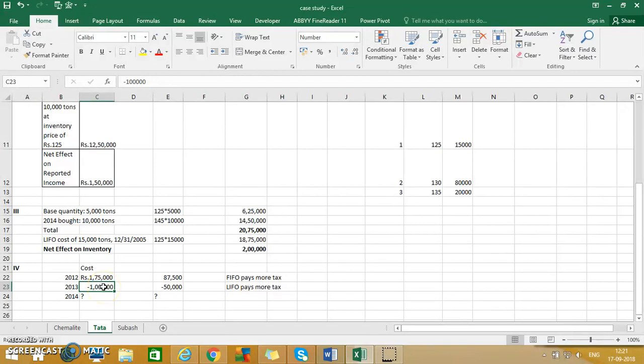In fact, because of FIFO, you have actually made less profit. What makes you pay more? The LIFO makes you pay more. Because of FIFO, the cost was more, the profit was less. While in the case of LIFO in that year, the cost was less and the profit was more. So what's the profit that you have made? 1 lakh excess because of the LIFO, and because of LIFO profit, you pay more tax to the extent of 50,000. I leave this amount of 2014 also for you to work out and let me know who pays more, or which method pays more.